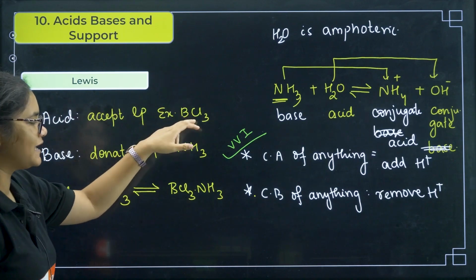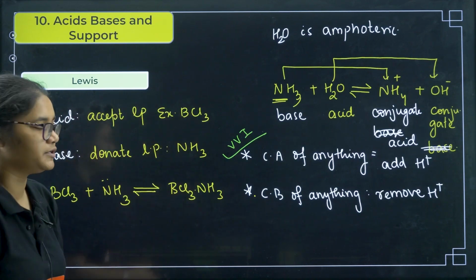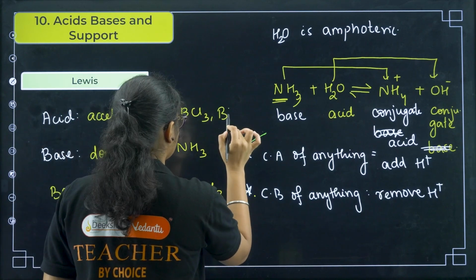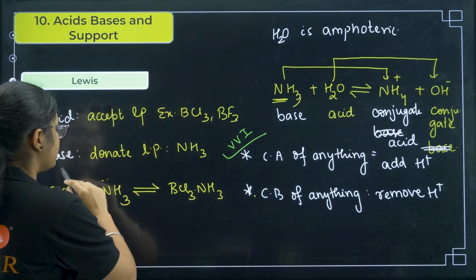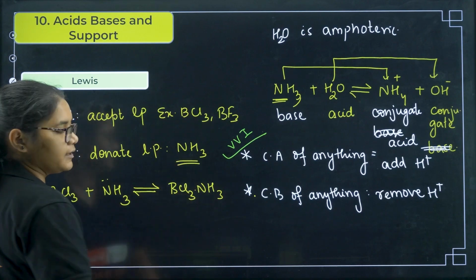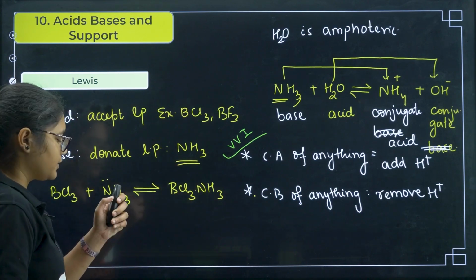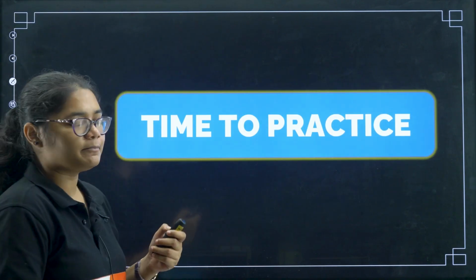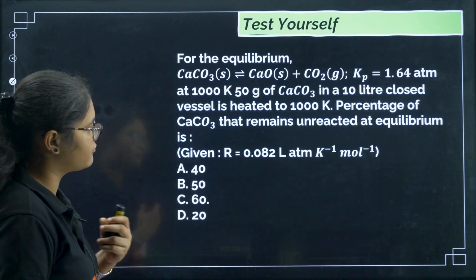So generally Lewis acids are those which are electron deficient, BCl3, BF3, right? And bases are something which are having lone pairs of electrons, that is NH3. Okay, clear this one? Now we can go and practice some questions. We have done a lot of concept today.